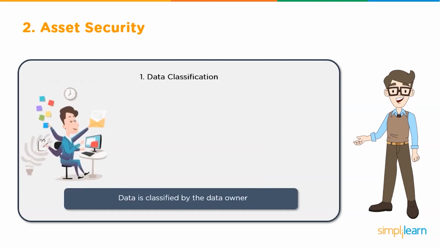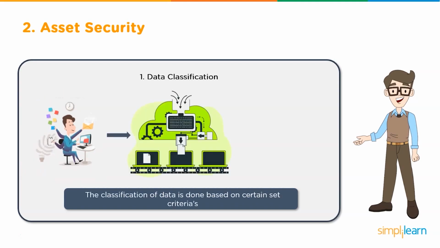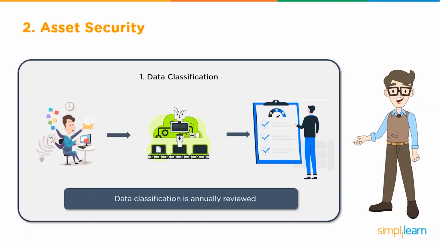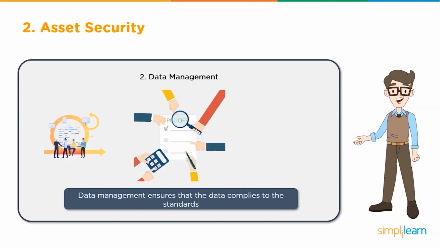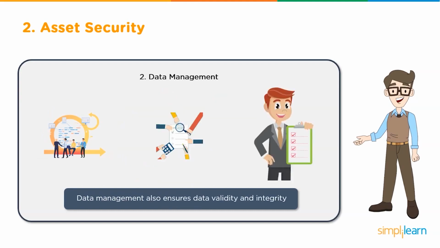So in data classification, the data owner classifies data. A data owner can be an individual or a group of people who created the information and are directly responsible for it. This classification is done based on a set of predefined criteria. At the end, the classification is annually reviewed to see if there has to be some change incorporated. Data management involves managing the information lifecycle needs of an enterprise in an effective manner. It also ensures that the data complies to the set standards. And finally, data management also ensures data validity and integrity.